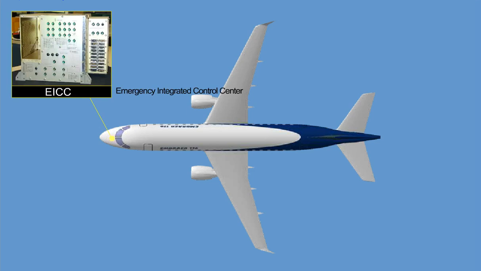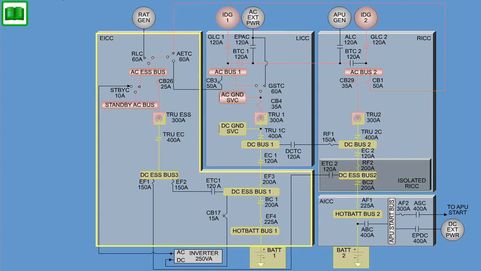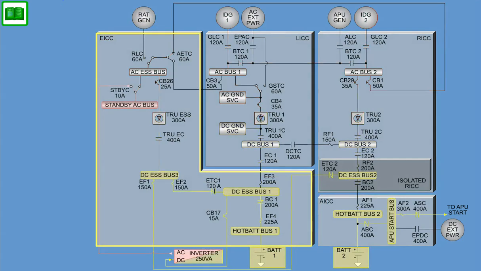The Emergency Integrated Control Center provides primary power distribution and protection for the DC Essential buses located on the airplane. The essential DC buses are DC Essential Bus 1, DC Essential Bus 3, and Hot Battery Bus 1. The EICC performs the following DC distribution function: uses DC Essential Bus 3 as a power source for DC Essential Bus 1, which supplies the AC inverter.